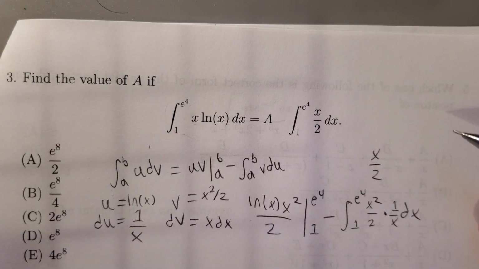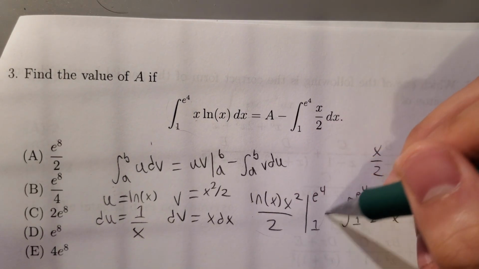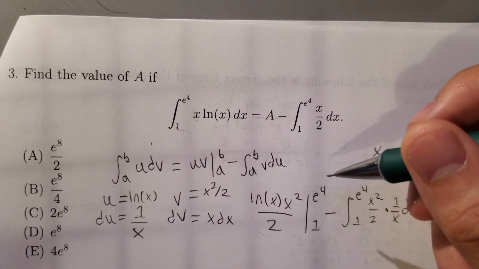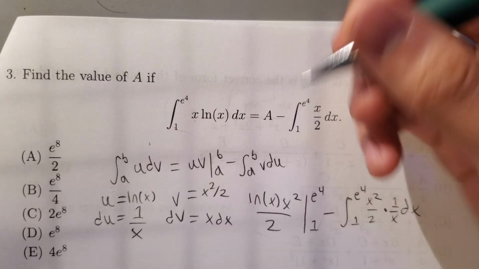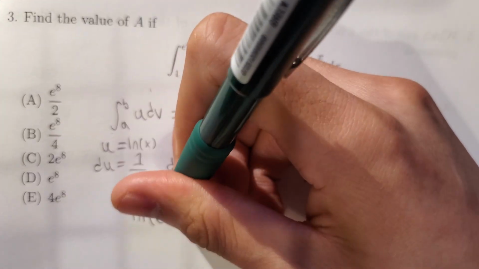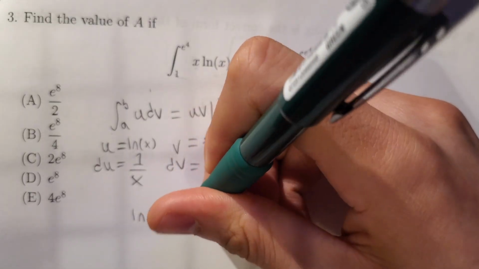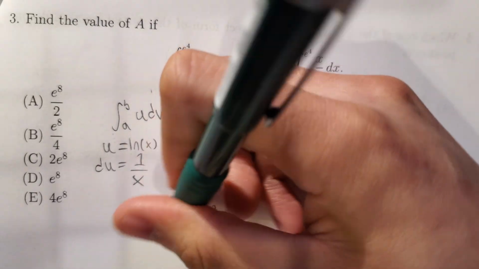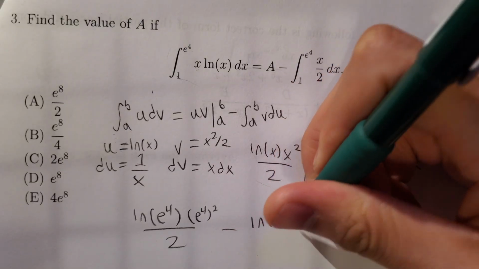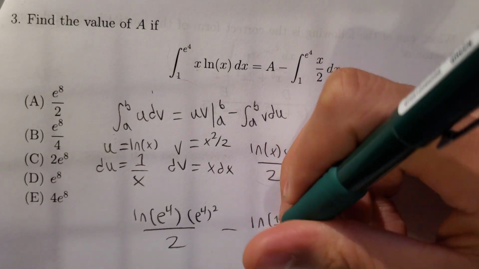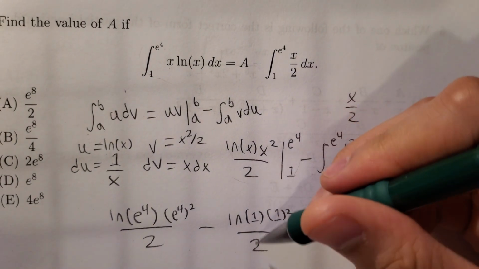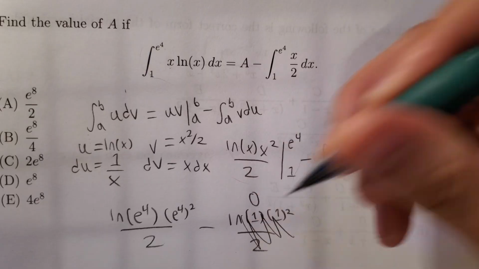And so now at this point, it's pretty easy to see how this thing over here is going to be a. So we just have to plug in our boundaries now. So for the upper boundary, you'd have ln of e to the 4th times e to the 4th squared over 2, minus ln of 1 times 1 squared over 2. And ln of 1 is just 0, so this entire thing simplifies down to 0.